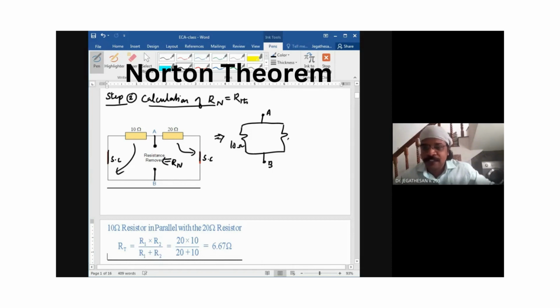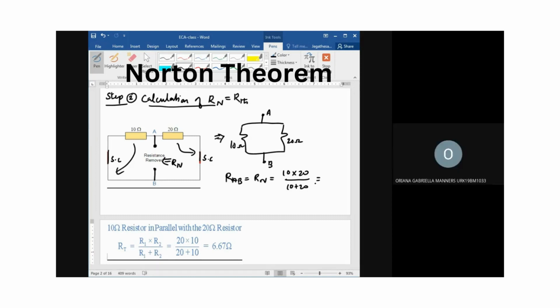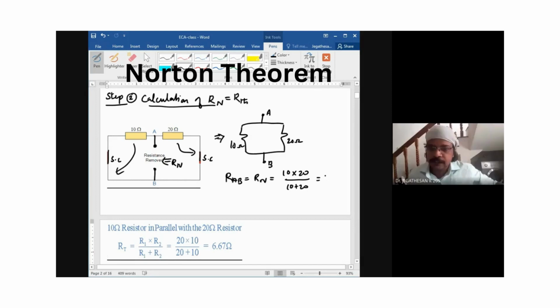This is 10 ohm. This is 20 ohm. So RAB, RN: 10 and 20 are in parallel. So 10 into 20 divided by 10 plus 20. Can I have the value of RN? Please, quick, students. Please try to use the calculator with you. 6.67. 6.67 ohm.